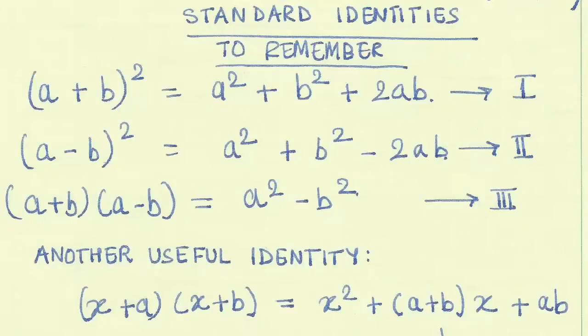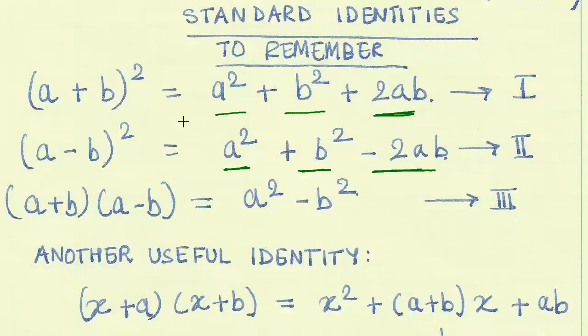So here are the three standard identities that would be helpful to remember, and we will see applications of these in the coming video. So the first one is (a + b) whole squared equals a square plus b square plus twice of ab. That's the first identity. What happens if we have (a - b) whole squared? So (a - b) whole square equals a square plus b square minus 2ab.